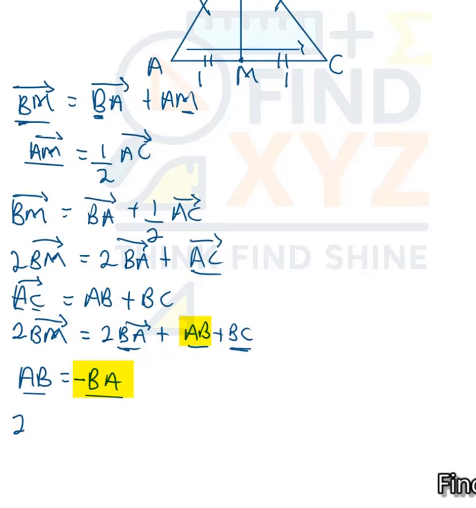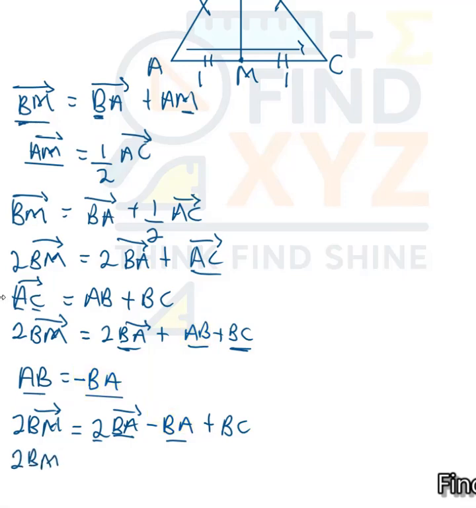So twice of vector BM is equal to twice of vector BA. Then in place of AB, I write it as negative BA plus BC. Now we have vector BA, we have vector BA, but this is 2 and this is 1. So when we do the subtraction, we have twice of vector BM being equal to 2 minus 1 will give us just 1.